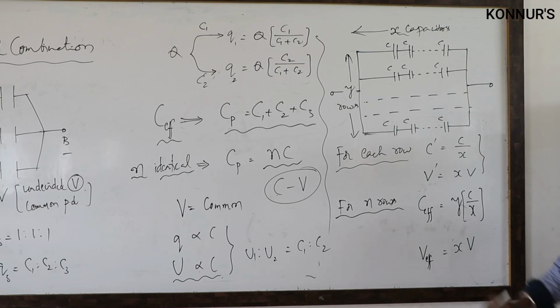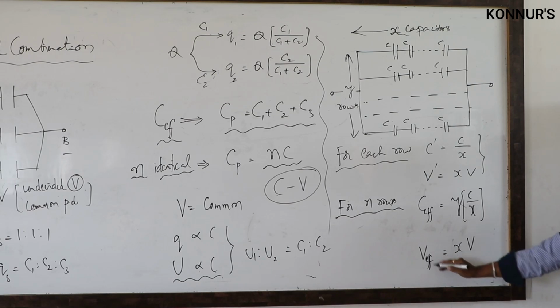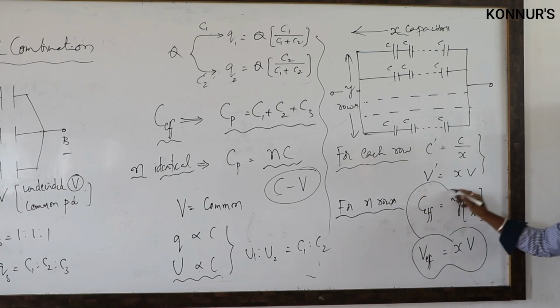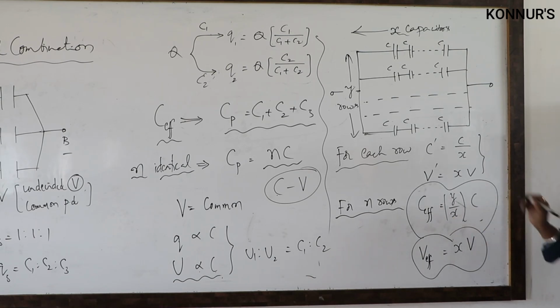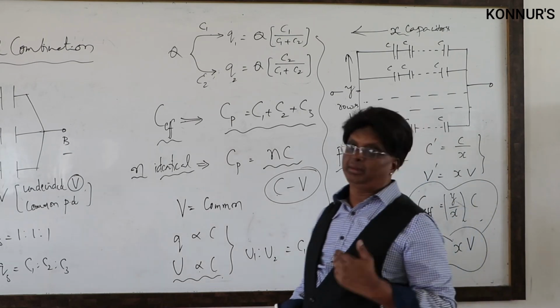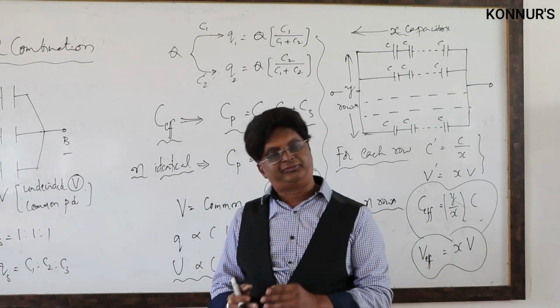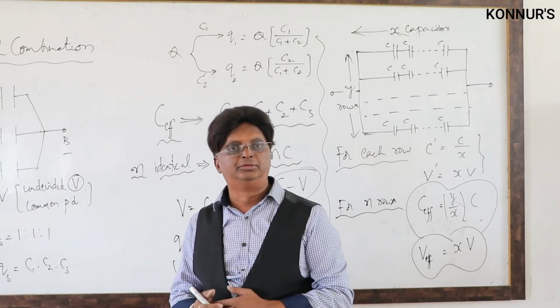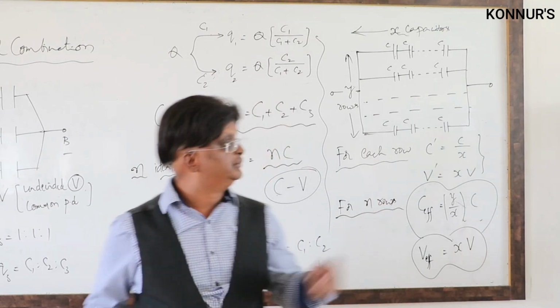And what will be the effective V? Again, since the PD is common across all the rows, V effective is equal to X times V. C effective is equal to Y by X times C. So these are the results: Y by X times C. Now by suitably taking the values of X and Y, we can have the required capacitor, that is a capacitor of required capacity rating and also voltage rating. That is what the mixed combination is.